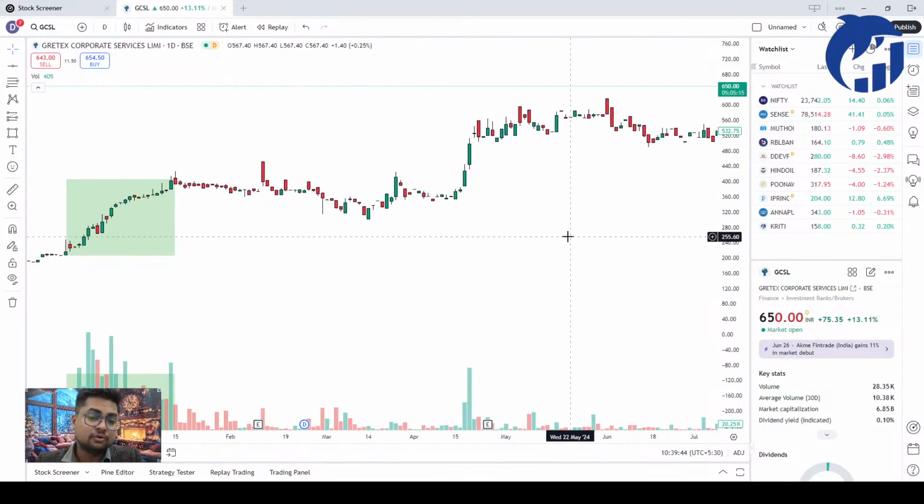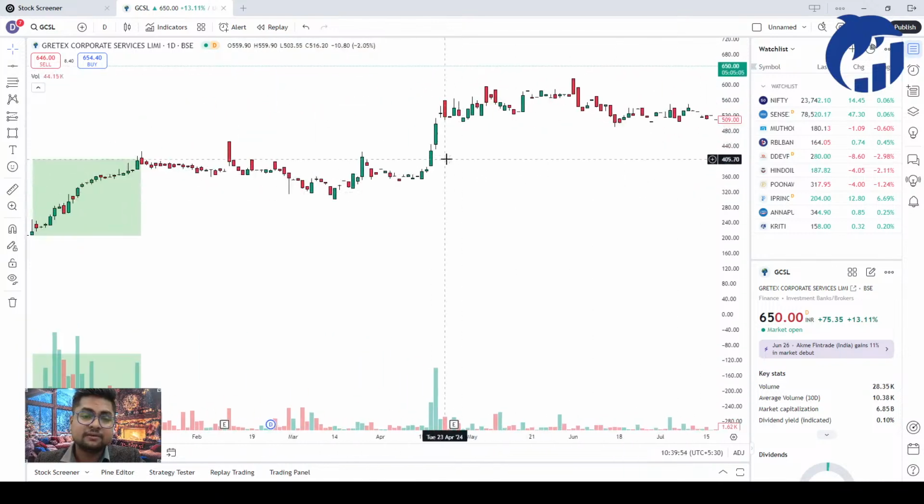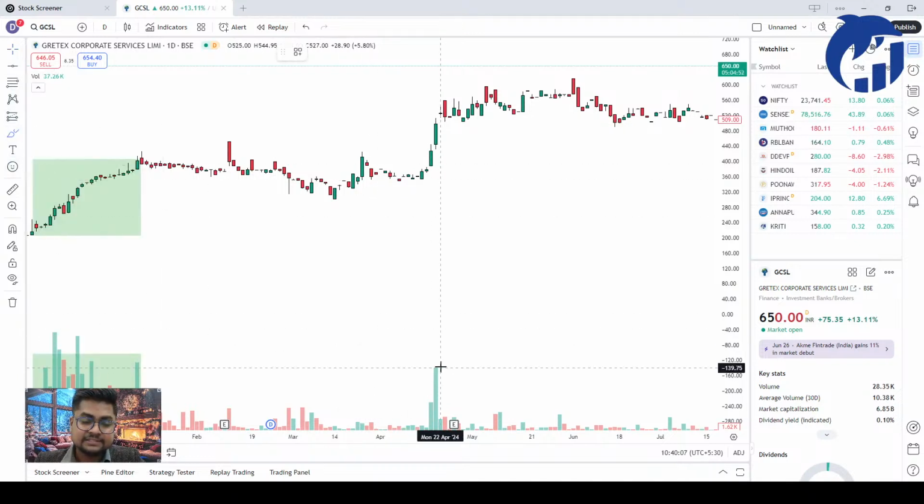Just have a look, can you identify the presence of main funds after this? No, we cannot identify the presence of main funds. We can see a continuous bullish candle appearing here, but the volume is not supporting it clearly. There is a continuous bullish sign, but the volume is not supporting it.